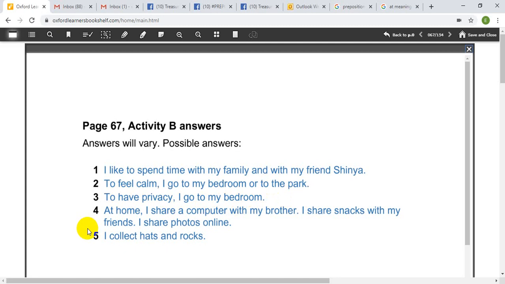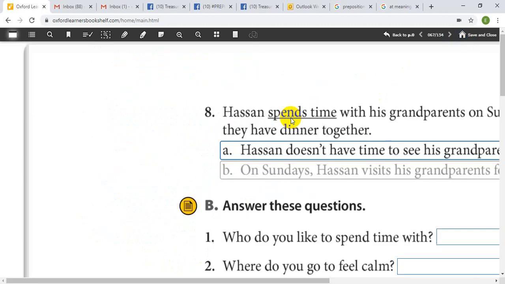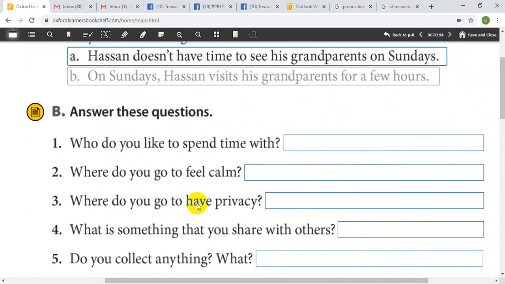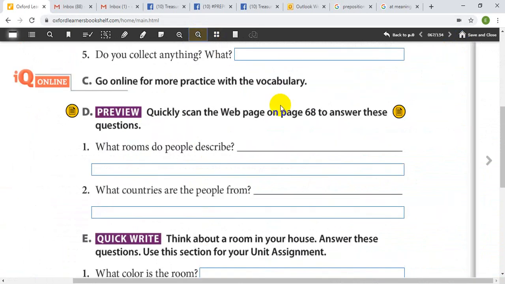Number 4, at home I share a computer with my brother, I share snacks with my friends, I share photos online. I collect hats and rocks. Oh, that's different. Hats and rocks. Okay. Now, activity C. This is on page 67. Okay. Now, this is a preview before doing the actual reading task.